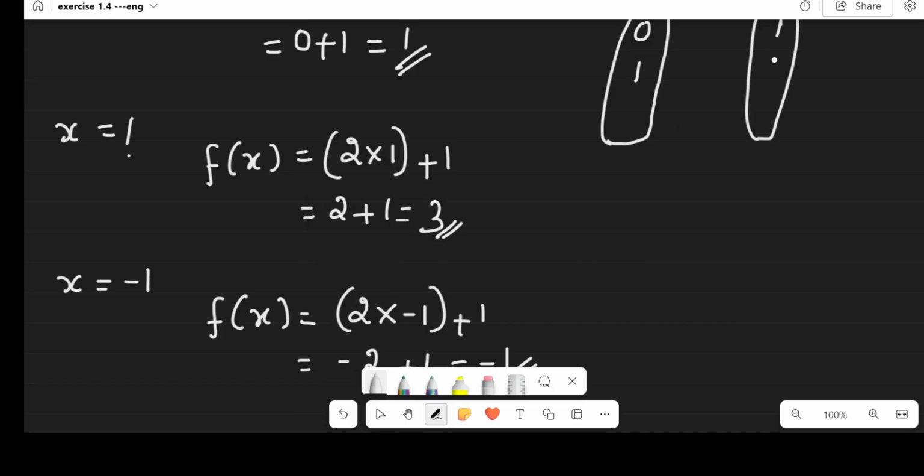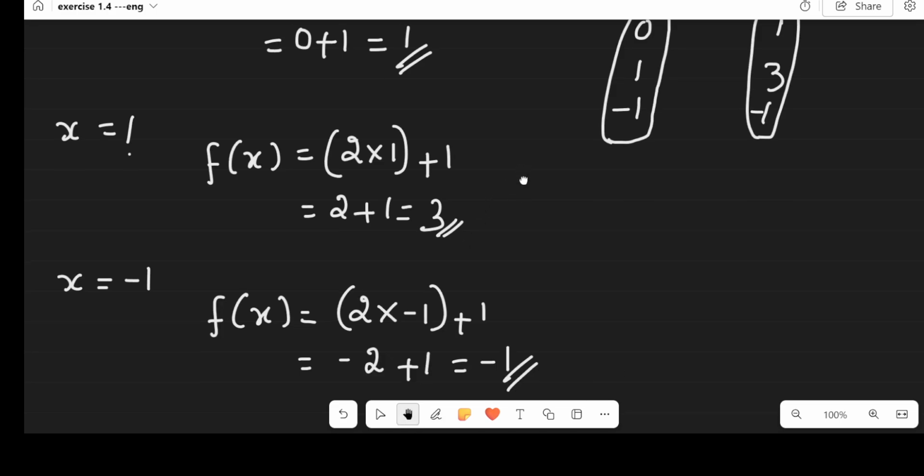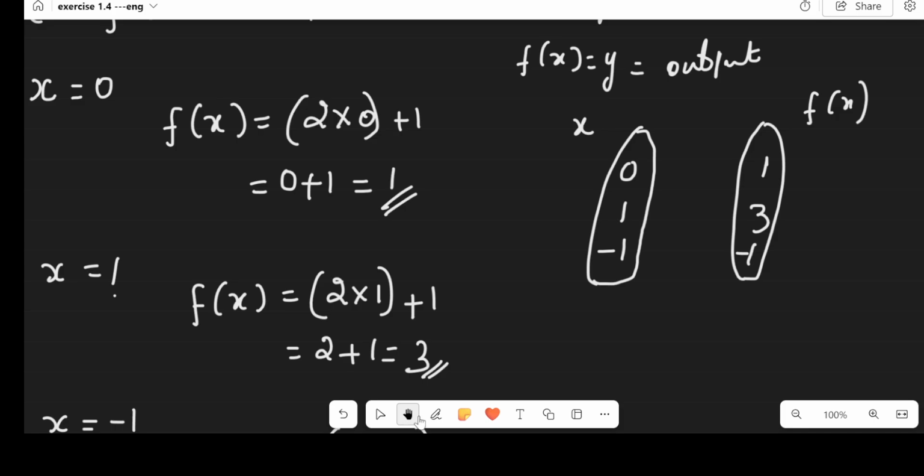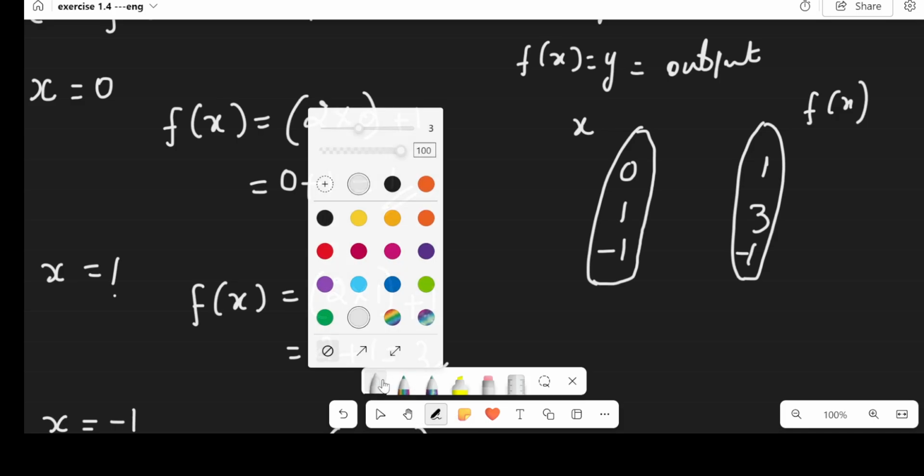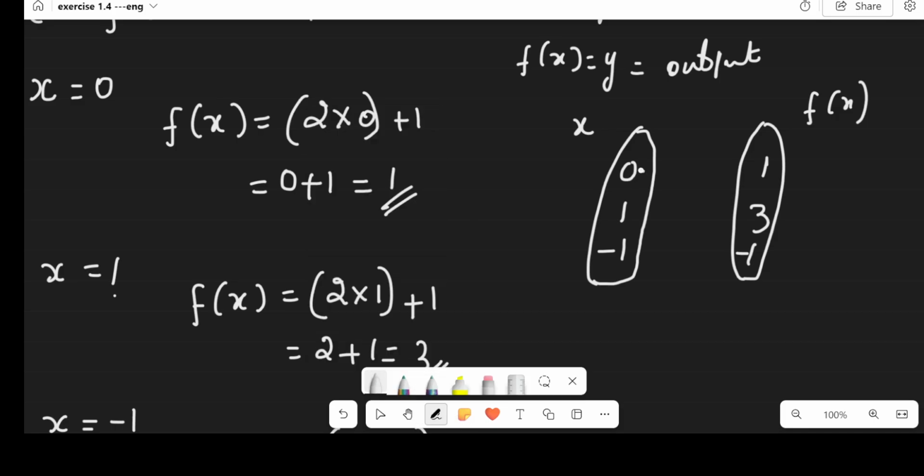3, right? Yes, 3. And then the next input is minus 1. The answer is minus 1. Okay, here the relation will be like this: for 0 only we are getting 1, for 1 only we are getting 3, for minus 1 only we are getting minus 1. So different outputs for different inputs, right?